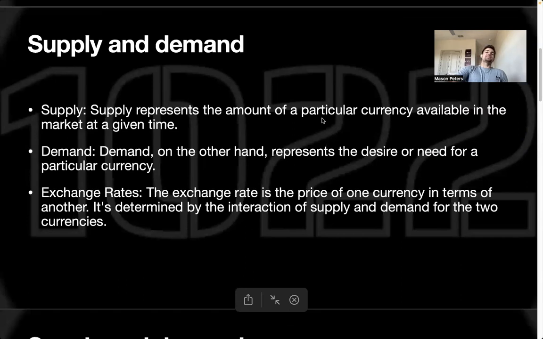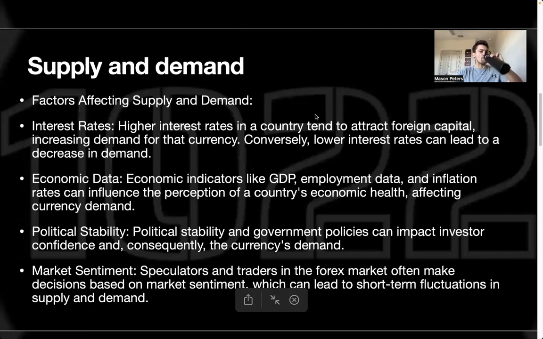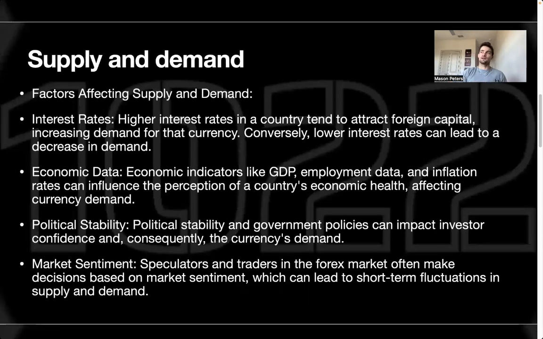Supply represents the amount of a particular currency available in the market at a given time. On the other hand, demand represents the desire or need for a particular currency. The exchange rate is the price of one currency in terms of another. It's determined by the interaction of supply and demand for the two currencies. What affects supply and demand?